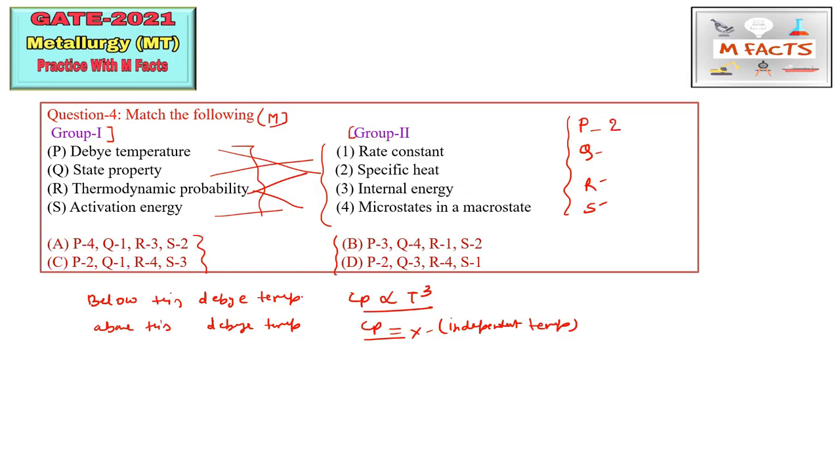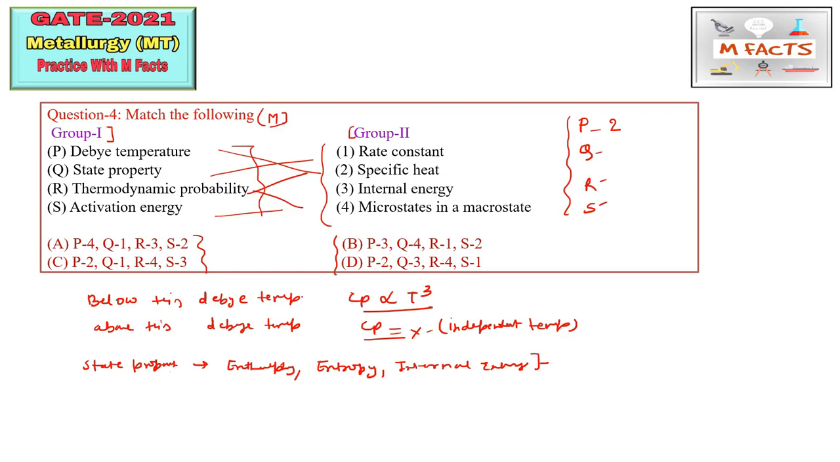So the second one is state property. A state property is a property that has a unique value for a given state of the system. You can remember these things for the exam. Enthalpy, entropy, internal energy, these all are state properties.